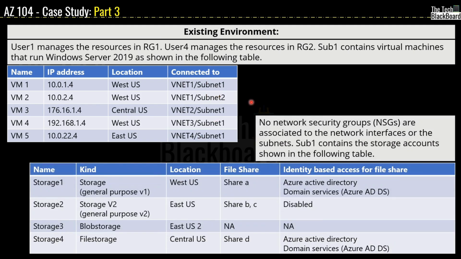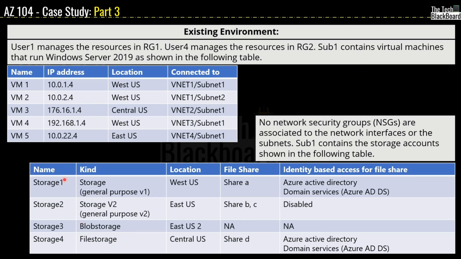Moving on, the case study says that no network security groups or NSGs are associated to the network interfaces or the subnets. Sub 1 contains the storage accounts shown in the following table. Now here you can see that we have the names of the storage accounts. Then we are also given the kind of storage account along with the location, file share, and then we also have identity based access for the file share. This is a very important section from the question perspective based on this case study. So let me read this section in a little bit more detail.